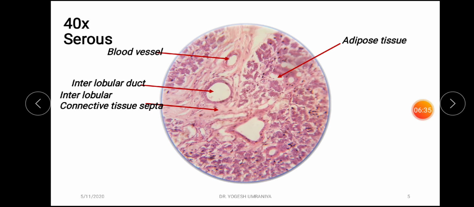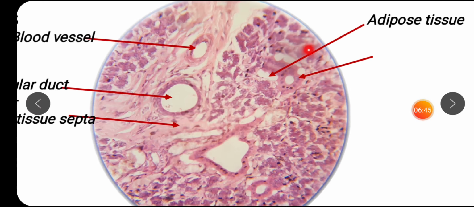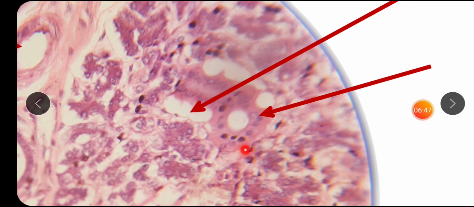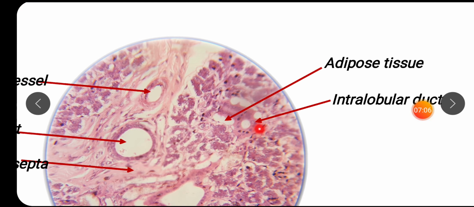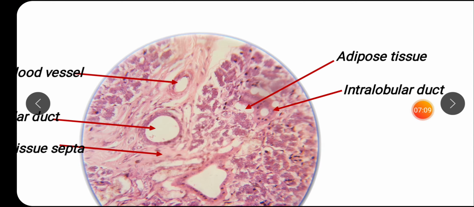This is the interlobular connective tissue septa here. Second one, duct showing here. When you concentrate on the position of the nuclei, they are situated nearer to the lumen, and the staining property of this duct is bright pink. So this is of the intralobular duct.